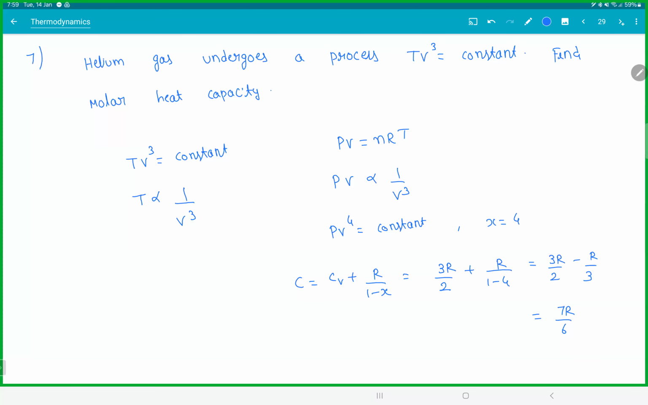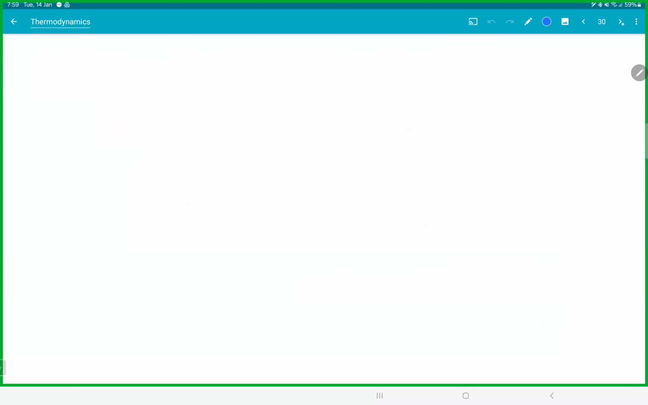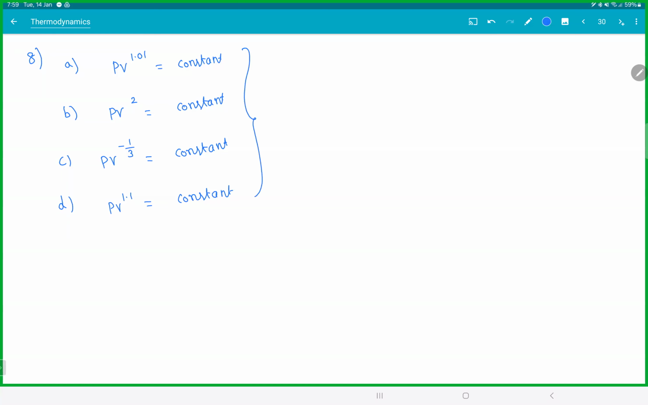All clear with this? Let's see one more, last one. PV power 1.01 is constant. PV square is constant. PV minus 1 by 3 is constant. PV 1.1 is constant. So I gave you 4 processes like this. All are polytropic.